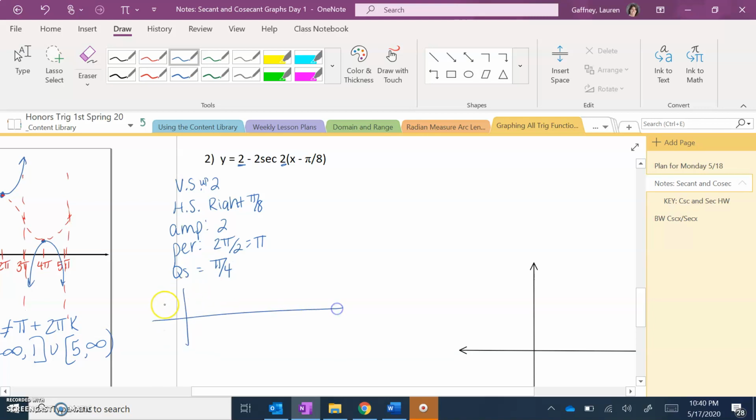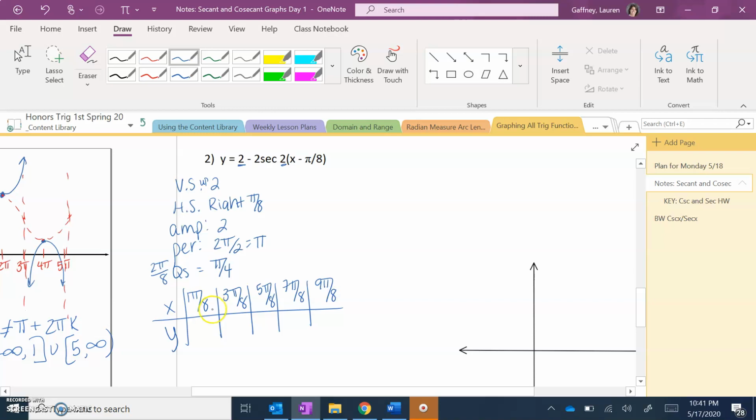I'm going to fill this out as if it were cosine, and then I'll make my adjustments from there. So my horizontal shift tells me where I'm starting, which is pi over 8. Now my quarters, I'm adding on pi over 4, but let's put that in terms of eighths. So that'd be 2 pi over 8. So this is 1 pi over 8. If I add 2 pi over 8, it's 3 pi over 8, 5 pi over 8, 7 pi over 8, and 9 pi over 8.